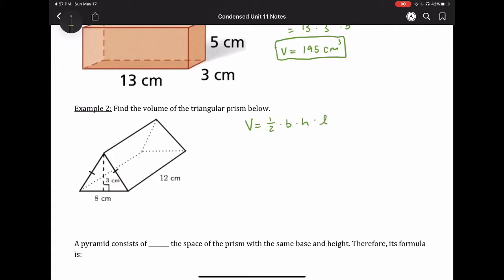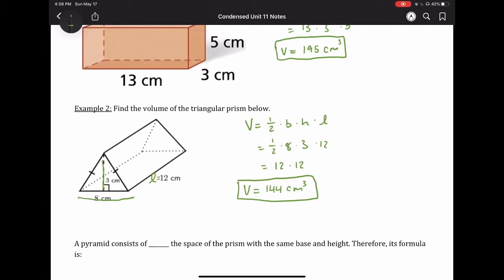So volume is equal to my area of the base, 1/2 times, well, the area of the base tells me to use the base of the triangle and the height of the triangle. So I have 1/2 times 8 times 3 times the length, which is 12. When I multiply the area of the base together, 8 divided by 2 is equal to 4. 4 times 3 is equal to 12. So I end up with 12 times 12. 12 times 12 is equal to 144. So my volume is equal to 144 centimeters cubed, or 144 cubic centimeters.